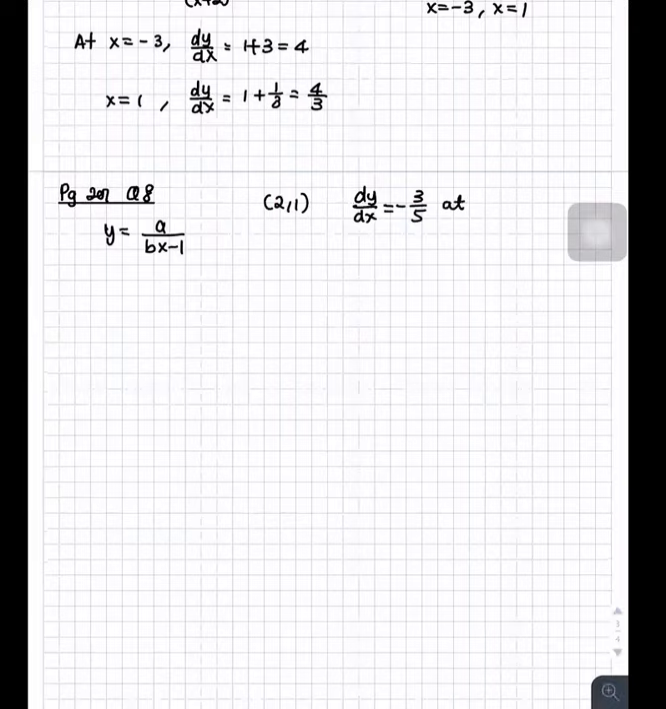So there are two questions given. They say the curve passes through (2, 1). It means the point (2, 1) belongs to the curve. I can input. And then they're telling us it also has a gradient of negative 3 over 5 at x is 2.